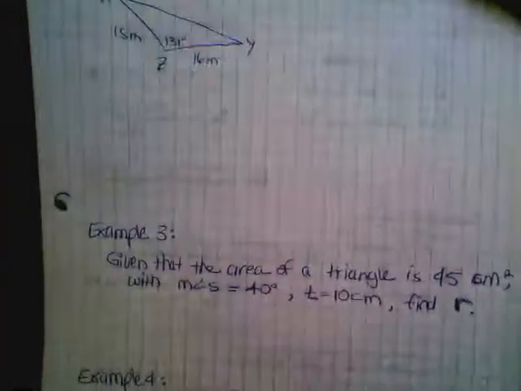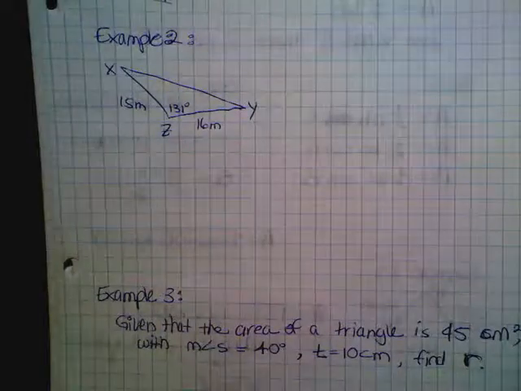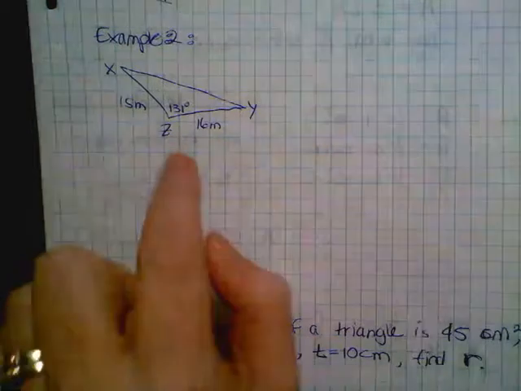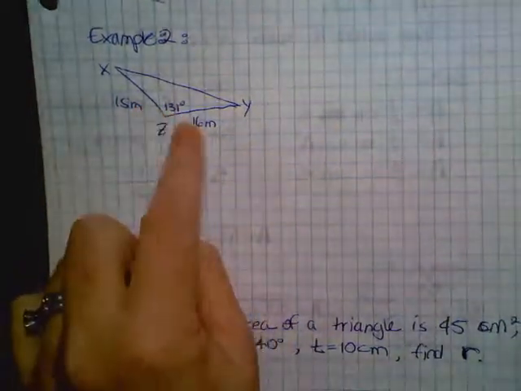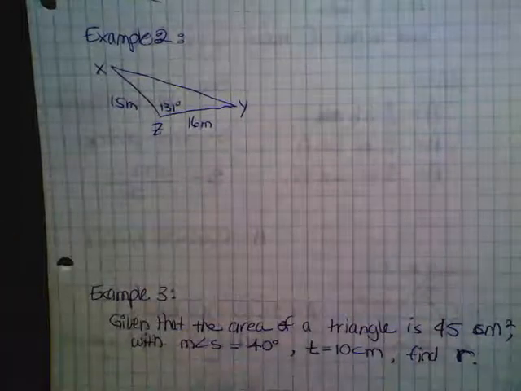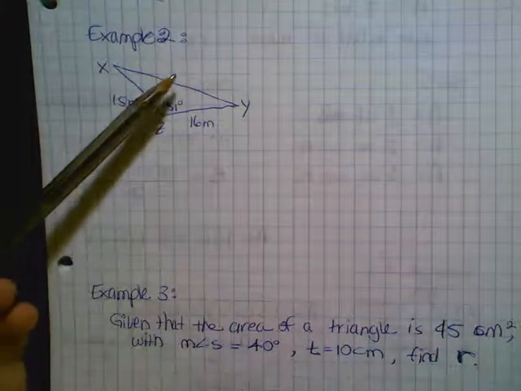I'll give you a second to write this down, pause it for example number 2. In this particular triangle, we were given an angle and then the two sides. So I can't use Heron's formula unless I found this side, which I could do.